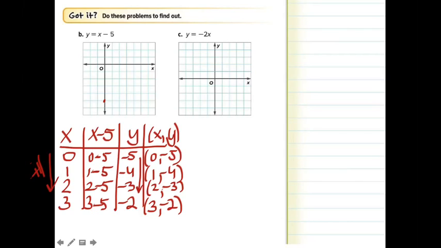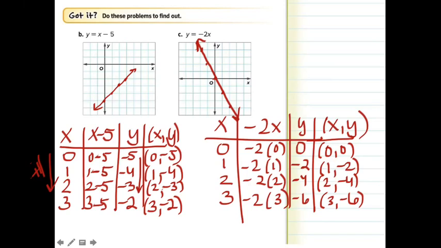1, -4. 2, -3. Over 3 down -2. And what you'll notice is these points are very nice to create a straight line with. That's what you're going to do on B. I want you to try C on your own, so hit pause and go ahead and see if you can get C done by yourself.